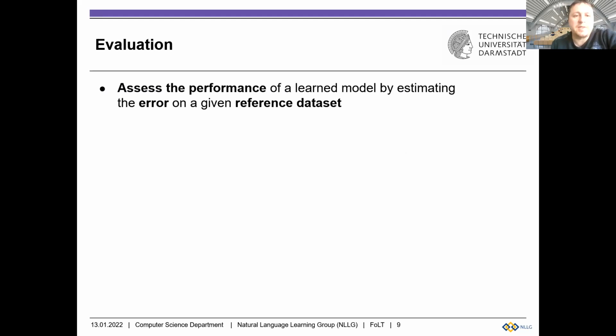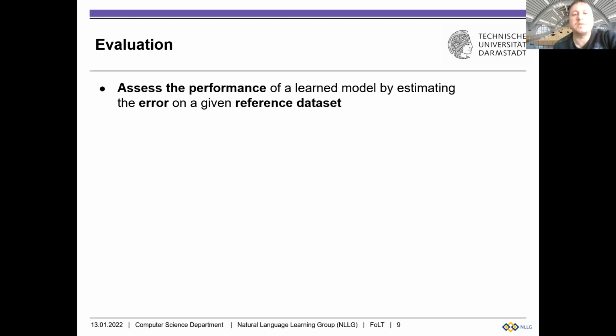So we want to assess the performance of a learned model, for example, by estimating the error on a given reference data set. So typically we talk about the error. We could also talk about the quality. So the quality would be, let's say, 80% accuracy. When we talk about the error, we would say this is 20% error.